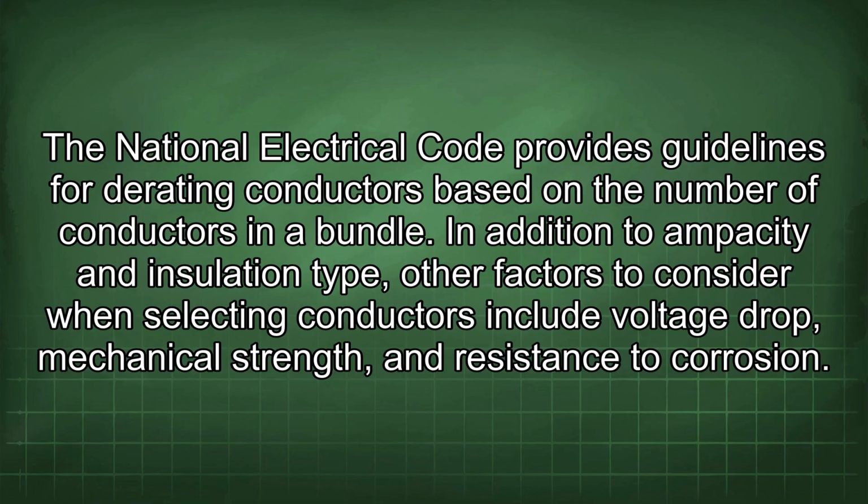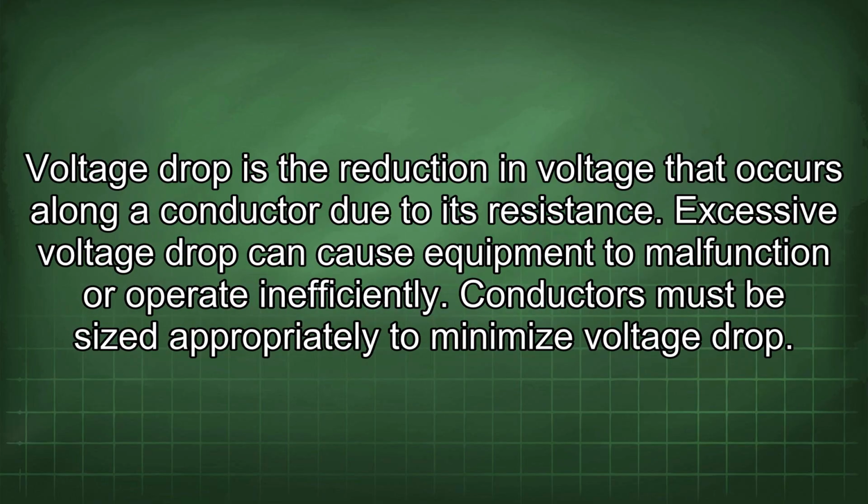In addition to ampacity and insulation type, other factors to consider when selecting conductors include voltage drop, mechanical strength, and resistance to corrosion. Voltage drop is the reduction in voltage that occurs along a conductor due to its resistance. Excessive voltage drop can cause equipment to malfunction or operate inefficiently. Conductors must be sized appropriately to minimize voltage drop.